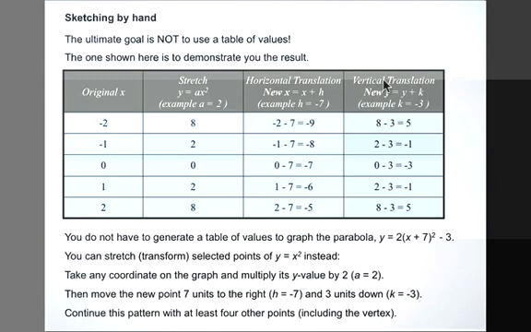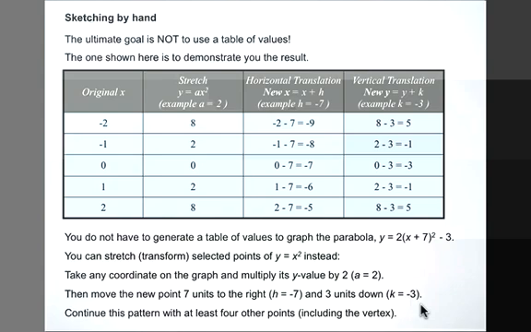You do not have to generate a table of values to graph the parabola y equals 2 times (x plus 7) squared minus 3. You can sketch or transform selected points of y equals x squared instead. So you can take any coordinate on the graph and multiply its y value by 2, because a is equal to 2. Then you move the new point 7 units to the left, because that's your h value, negative 7, and then 3 units down, which is our k value, negative 3.